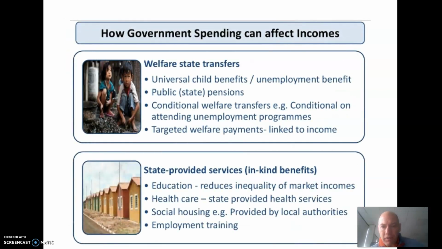Okay, in terms of government spending affecting incomes, as we just mentioned, that can happen through welfare state transfers and also through other in-kind benefits as well. Okay, and that's through education, through healthcare, through social housing and so on.